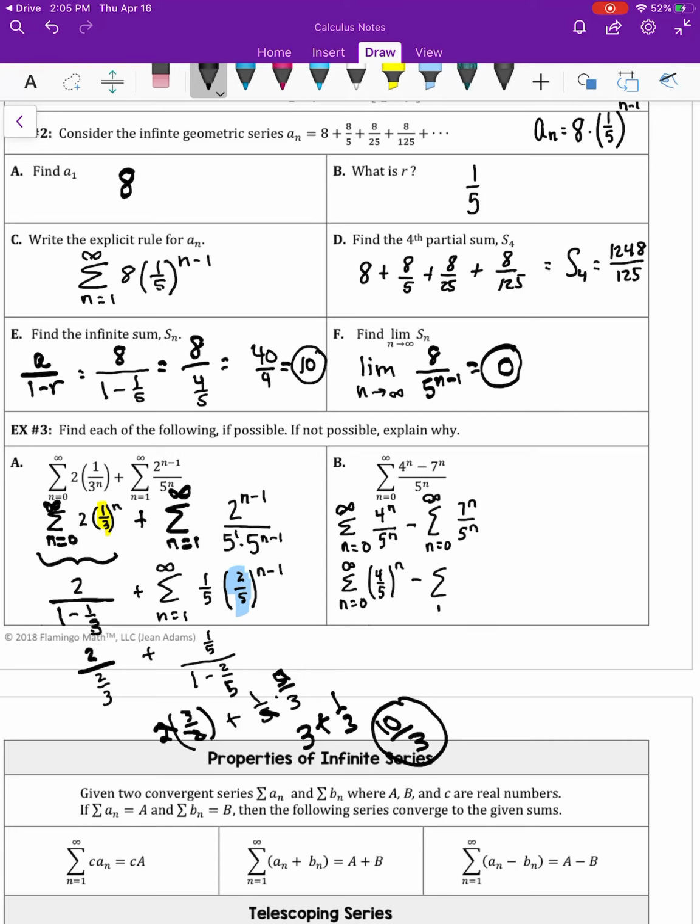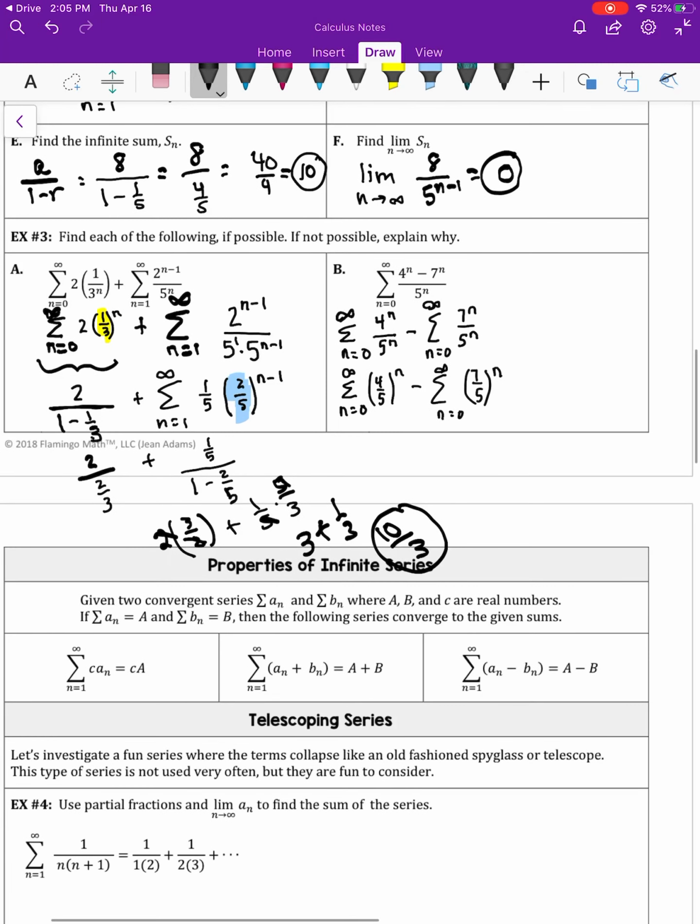So when you see that, then you're thinking, ooh, okay, we've got summation n equals 0 to infinity of 4/5 to the n minus summation n equals 0 to infinity of 7/5 to the n. So the first one is a convergent geometric series with a sub 1 is 1 and your r is 4/5. Okay?